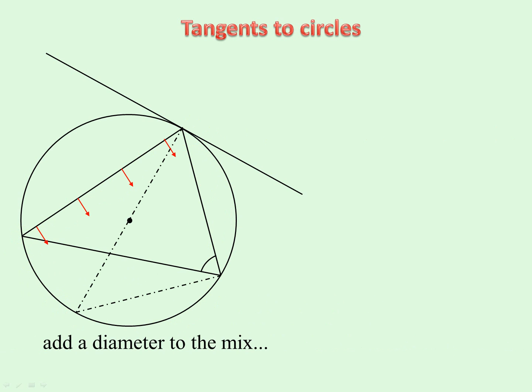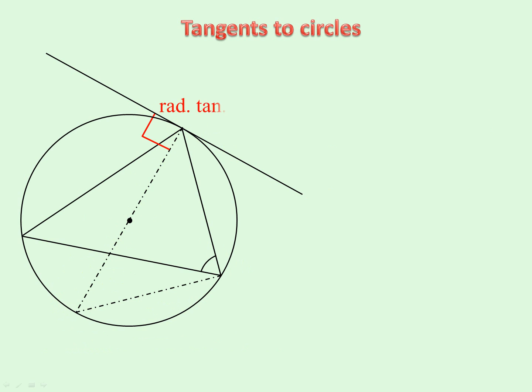Now I'm going to add in a diameter and join across there. You might say why, but I'm illustrating something here, that's why. Right, there's the diameter. Now if this is a diameter, then that is a radius, so we already know what? Radius tangent. We already know that that's a right angle. This is a diameter, so we already know something about this angle here.